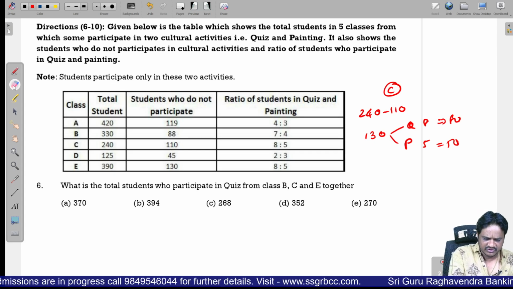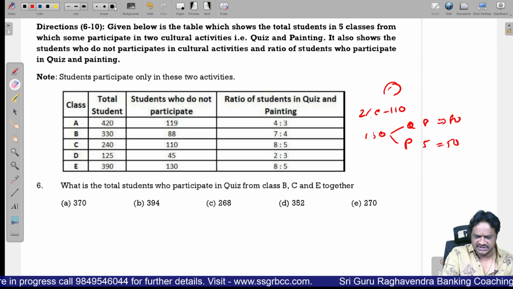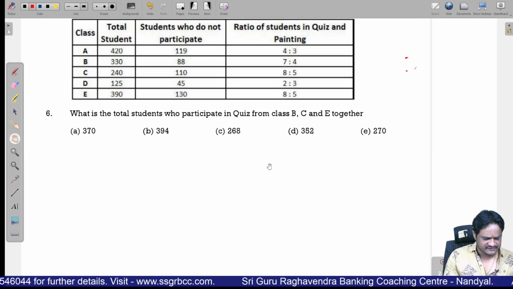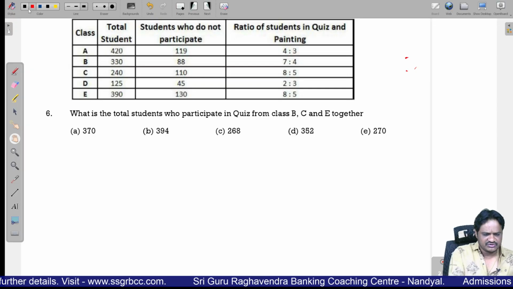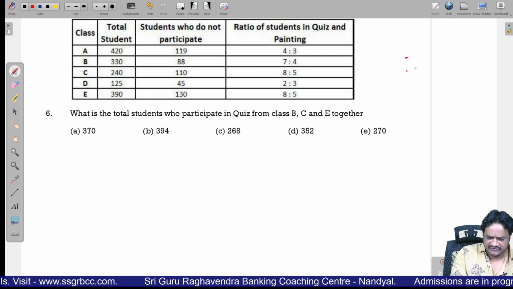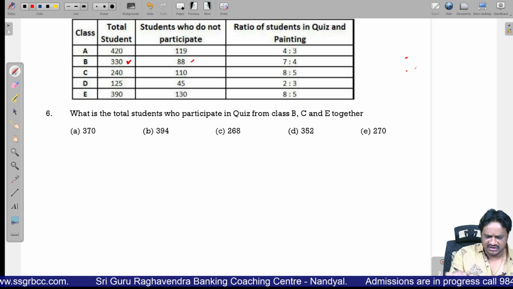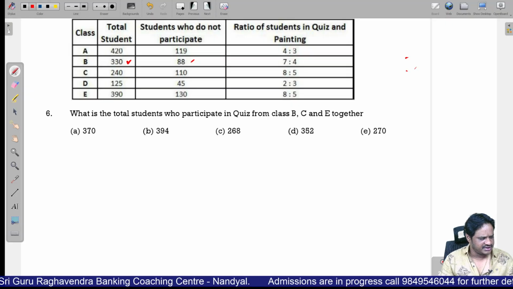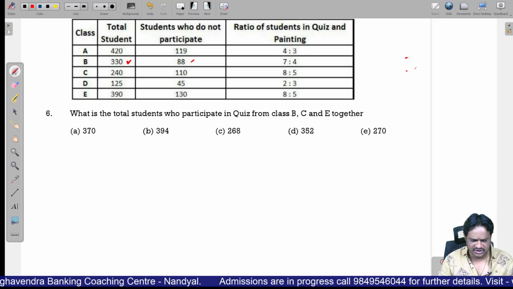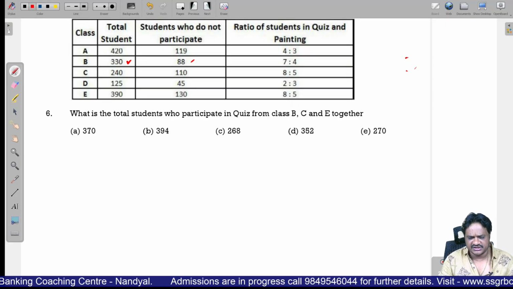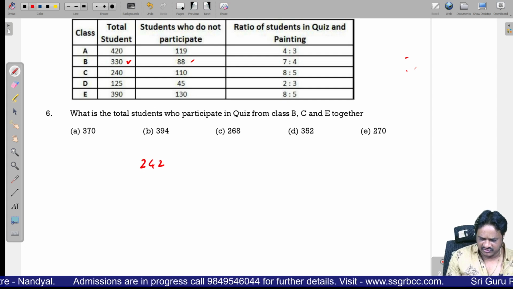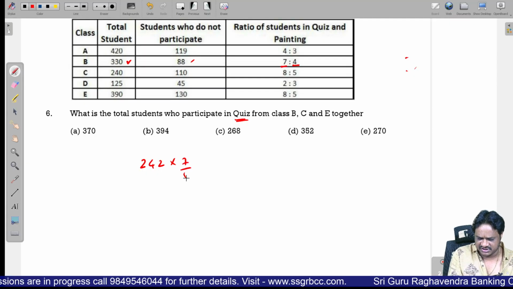Now let us straight away go to the first question. What is the total number of students who participate in quiz from B, C and E? So we have to calculate B quiz value. First of all B, 330, 88 are not participating. What is the difference of 330 and 88? 330 minus 90 is 240, plus 2, 242. How many are participating? 242. In this we want quiz. So quiz is 7 parts, painting is 4 parts. So it is 7 by 11.